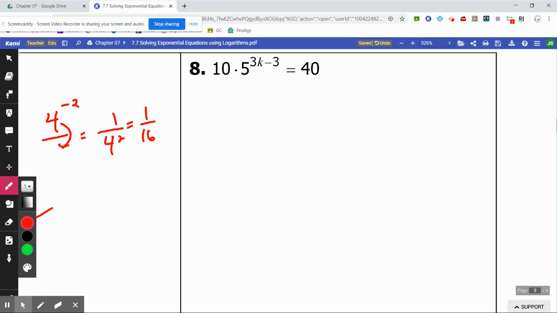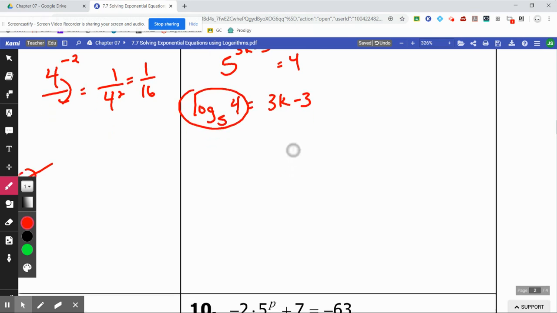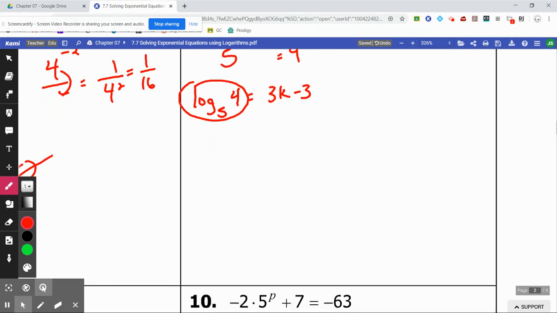Number 8, first step, let's divide by this 10. Gives you 5 to the 3k minus 3 is equal to 4. Now we can simply change forms. Log base 5 of 4 is equal to 3k minus 3. You're going to type this in by doing the log of 4 divided by the log of 5, and that's going to equal 0.8614 is equal to 3k minus 3.